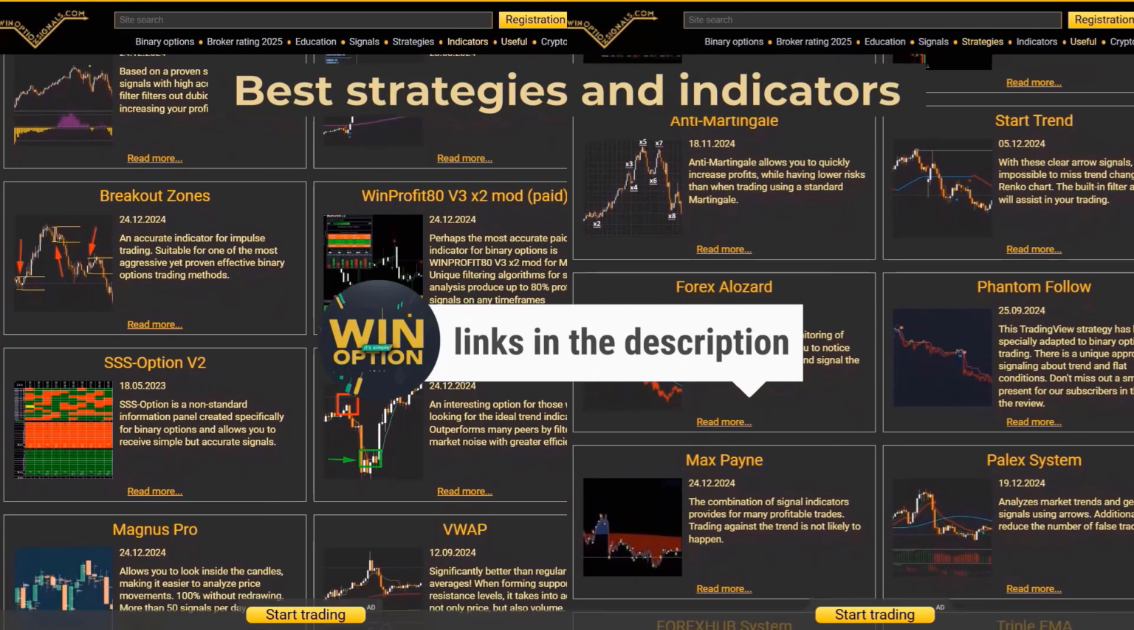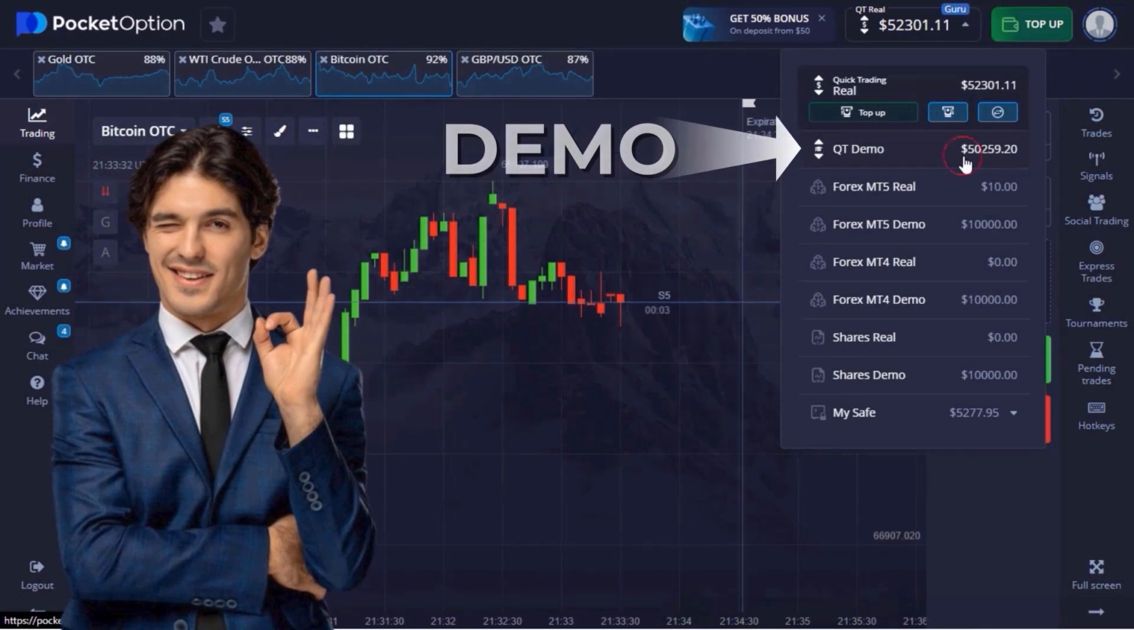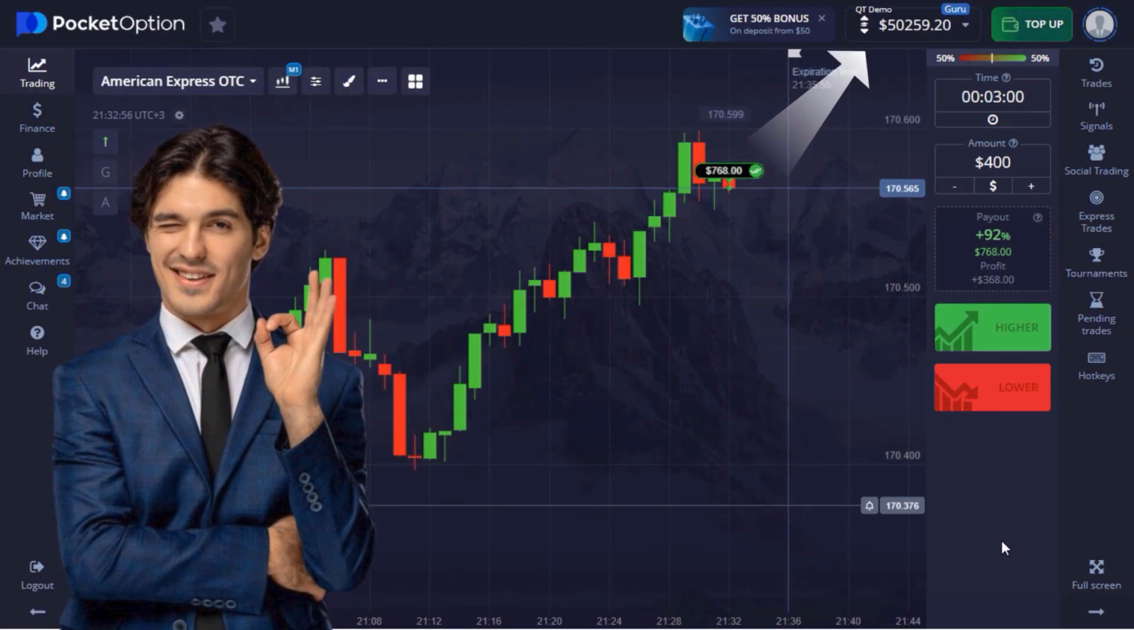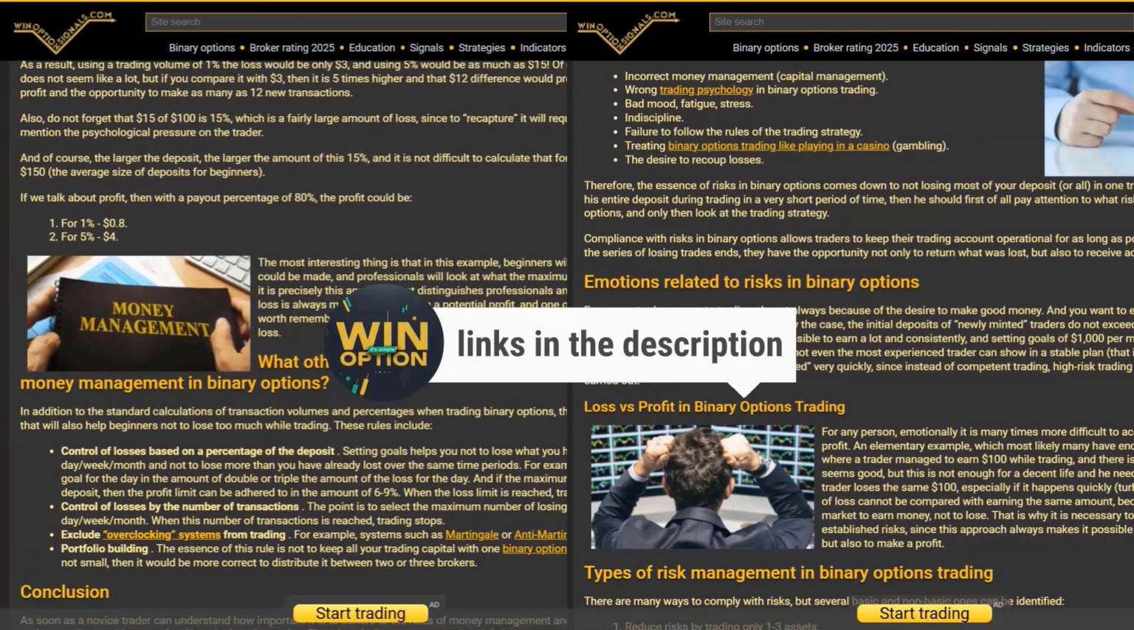And remember, any strategy or indicator is just a tool that you must learn to use skillfully. Be sure to check and test the indicator's performance on a demo account and historical data, without forgetting the rules of risk and capital management.